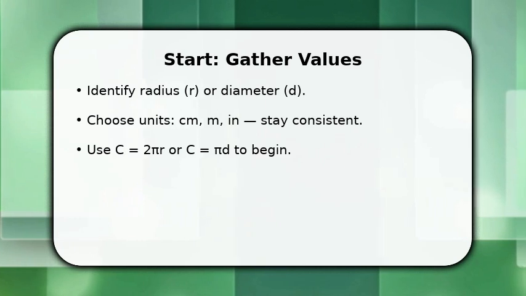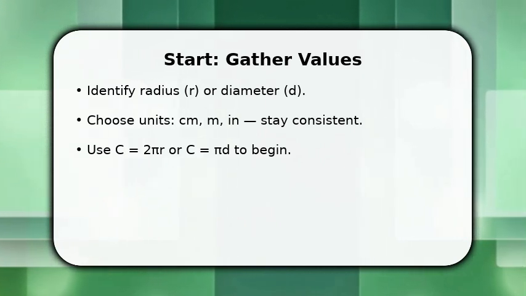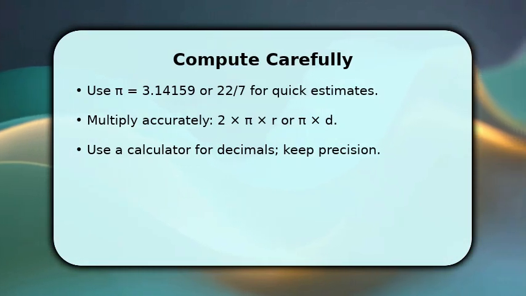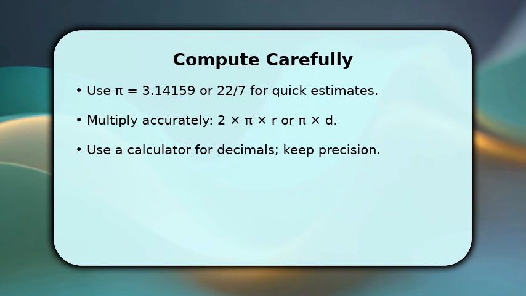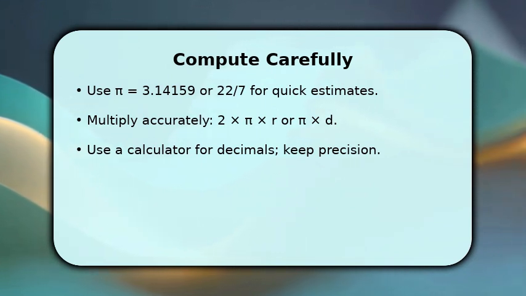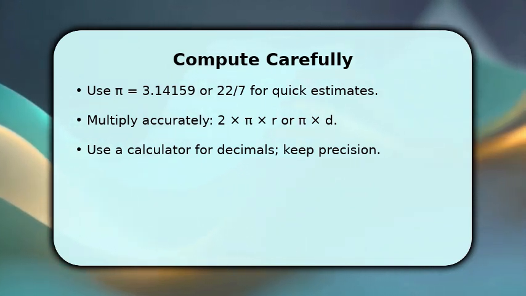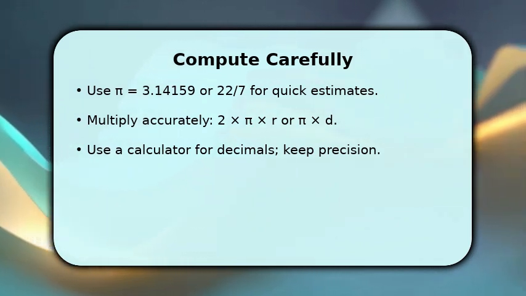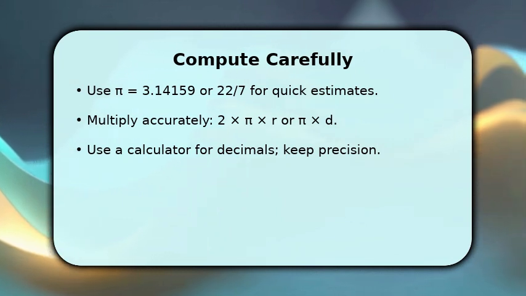Now compute the circumference step by step. Plug numbers into the chosen formula and perform the multiplication. If you need a quick estimate, use pi equals 3.14159 or 22/7 for a rougher value, use the decimal pi for precise results. Multiply 2 by pi and then by r, or multiply pi by d, keeping track of significant digits.